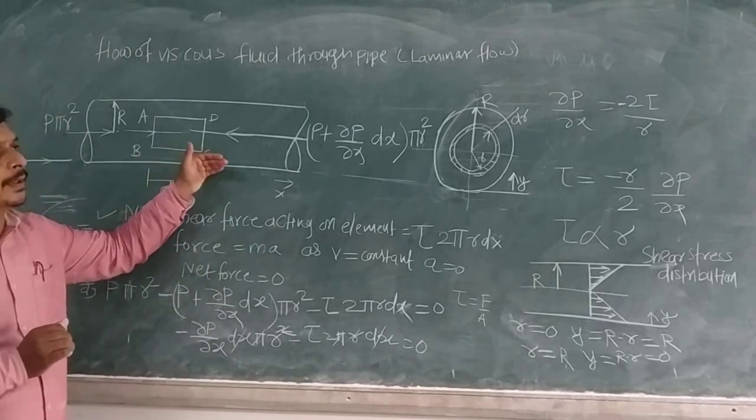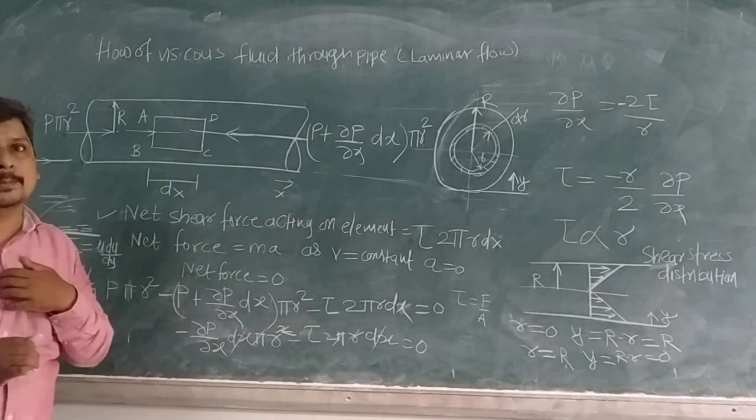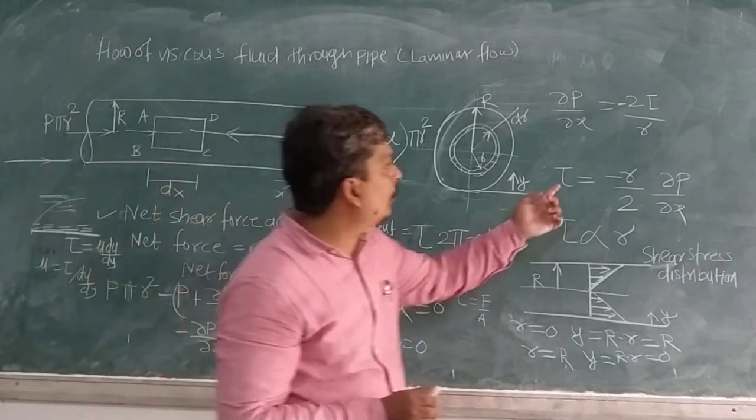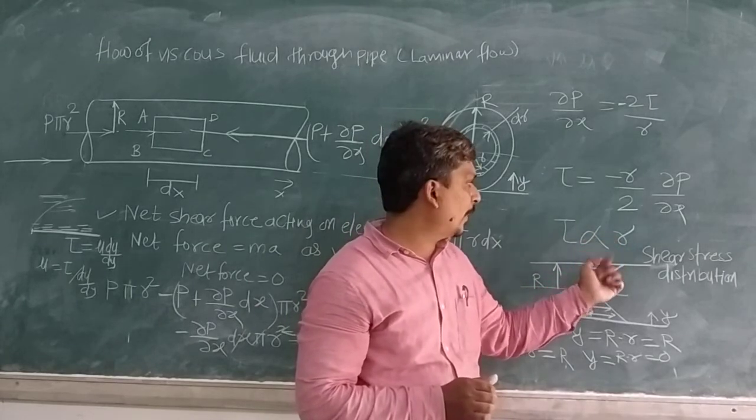Along X this pressure gradient is not changing. So that is, delta P by delta X is constant. So tau is a function of only the radius. Tau is a function of radius.